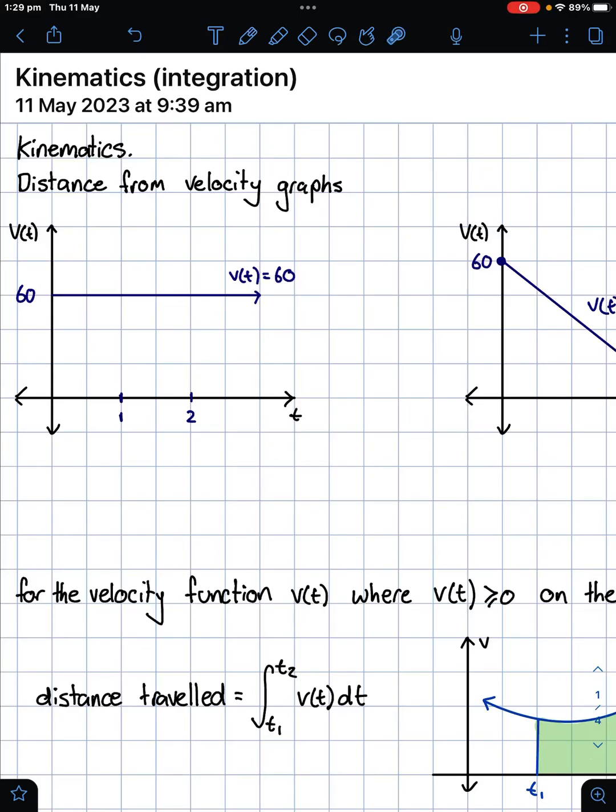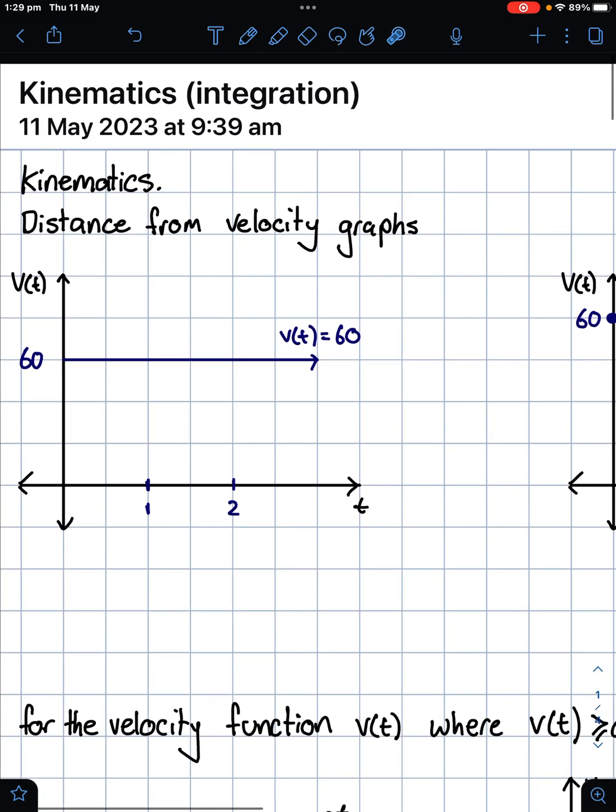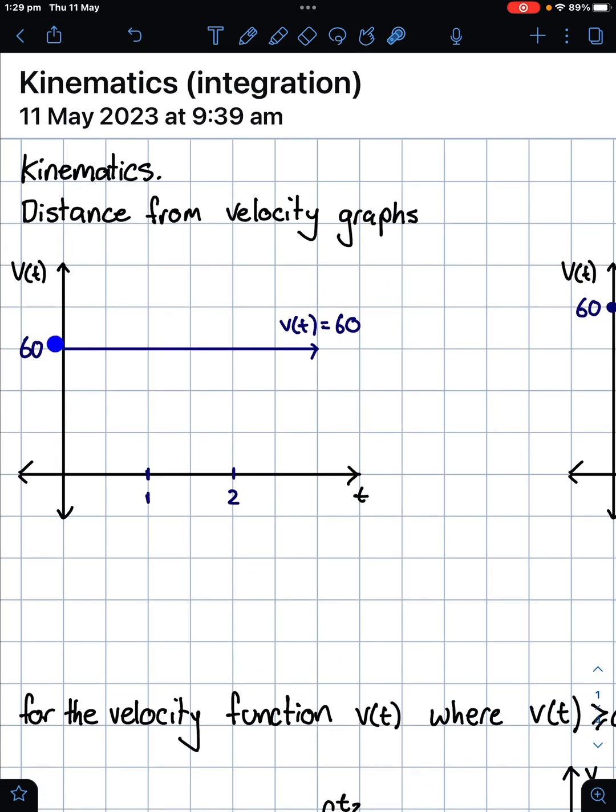All right, jumping into kinematics here. So kinematics, we start with the distance from a velocity graph. This concept is how we're going to dip our toes into kinematics, if we think about this graph here. I've drawn this function here, and I haven't written units on it. It represents us going at 60 kilometers an hour, with time along the bottom.